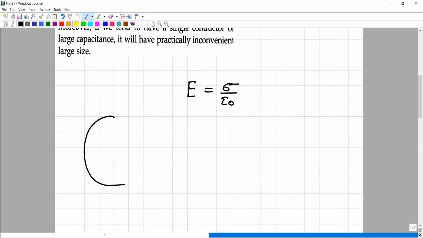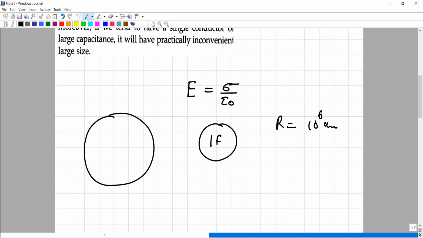You already know from the previous video that 1 farad is a very large unit. Being a very large unit, for a conductor to have 1 farad of capacitance, the radius will be on the order of 10 raised to 6 kilometer, which we have done in the previous video. Here you can see that if there is one single conductor, you cannot give a lot of charge. Then what should you do?